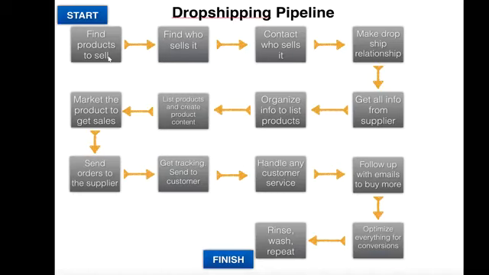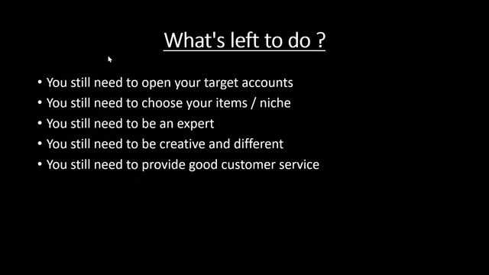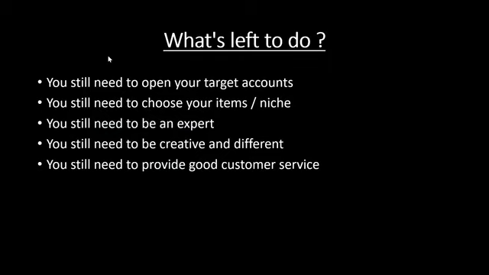So, okay, let's say that we have all this already solved. What do we need to do now? What's left to do? You still need to open your target accounts, meaning where are you going to sell? Are you going to open an eBay account, a Bonanza account, an Amazon account, a store on Shopify or on WooCommerce or anywhere else? You need to choose your items. Remember, you can choose what to sell and how to sell, but you need to tell the platform where to look for the items and how to look for the items, what kind of items you are looking for. And you need to become an expert.